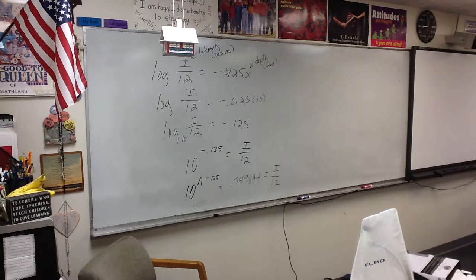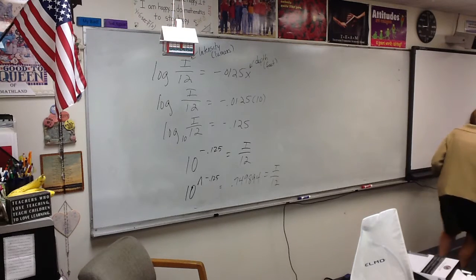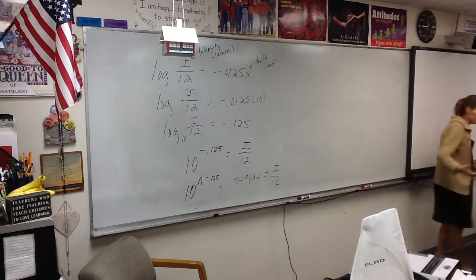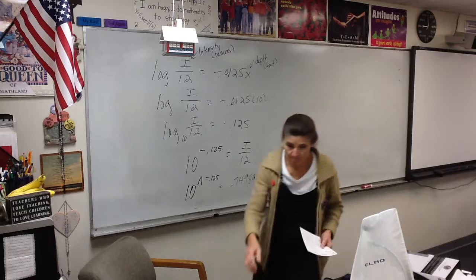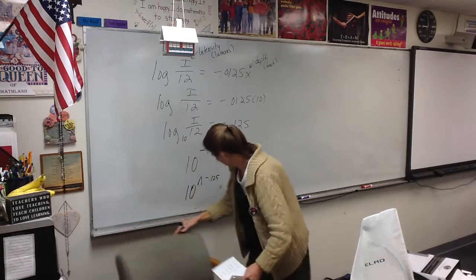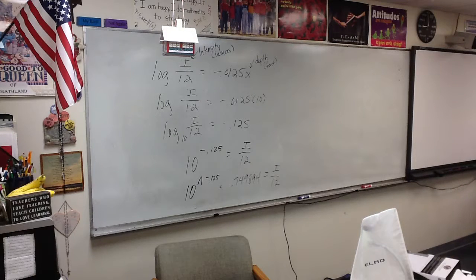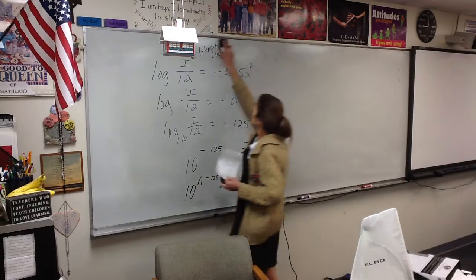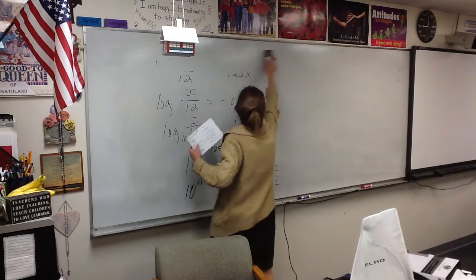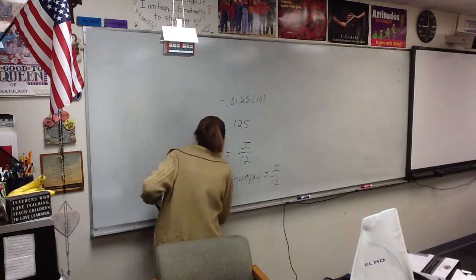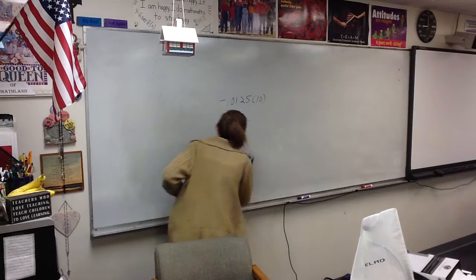Okay, so the first question was, okay, marker, and eraser. The first question was, you had to identify the angle in the triangle. So hopefully you recognized that it was a 30, 60, 90 triangle.